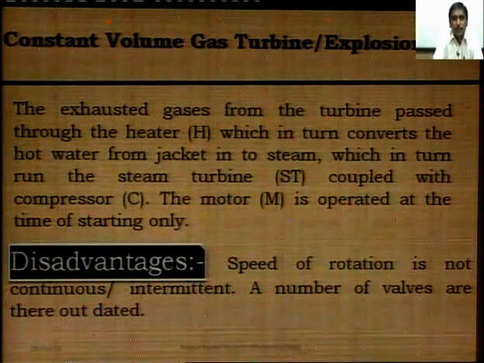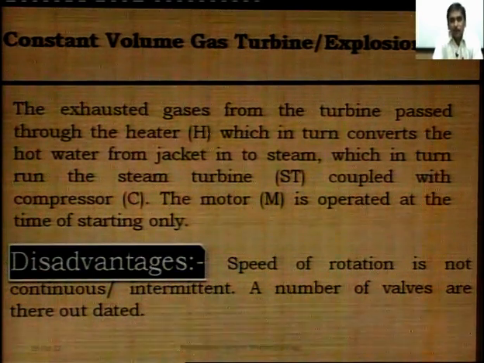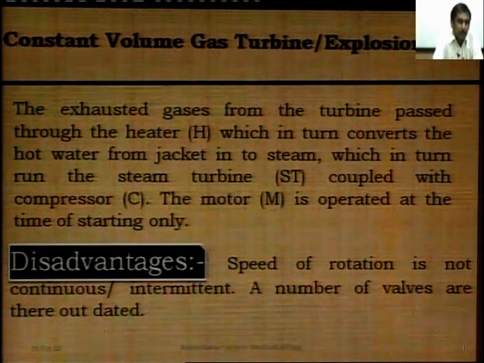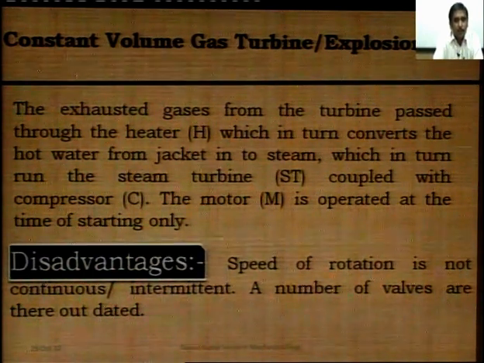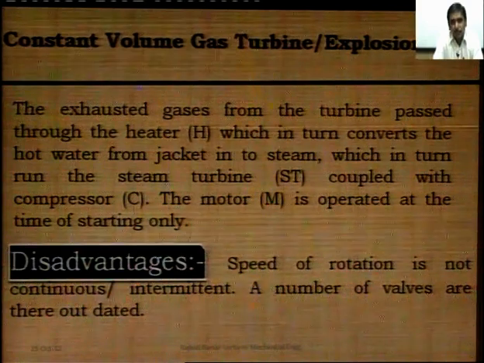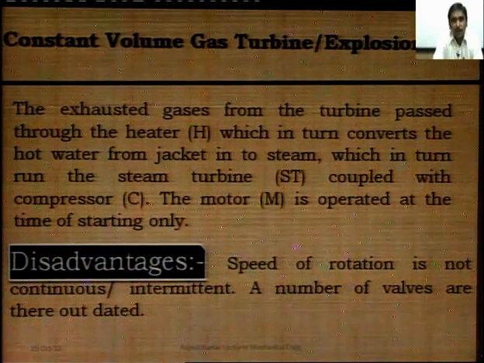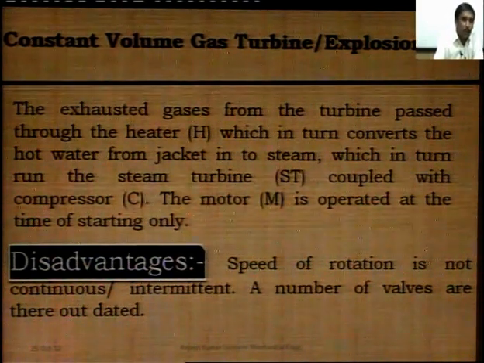Disadvantages of constant volume gas turbine: Speed of rotation is not continuous, meaning intermittent. A number of valves are there. Outdated.